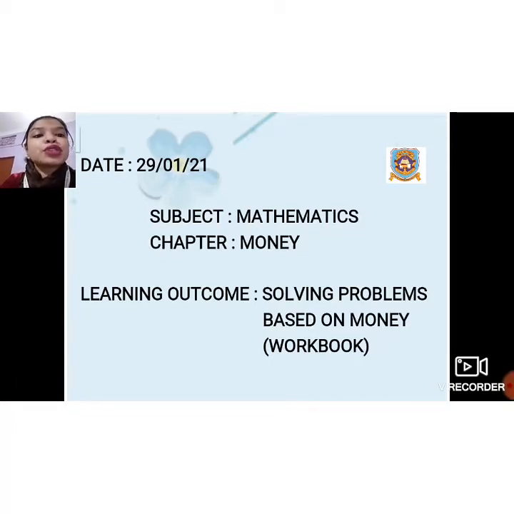Today we are going to solve problems based on money from the workbook of the chapter Money. So we are basically at the very end of this chapter in the workbook. That is, we are doing the practice questions. Let us start the class.